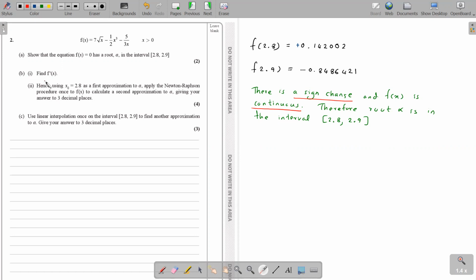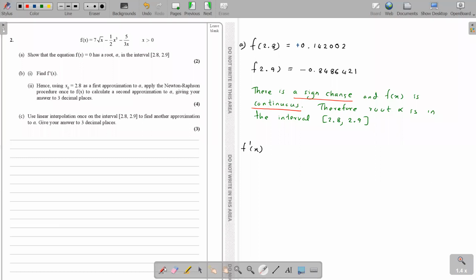Part B, Roman number 1, find f dash x. They want you to differentiate. So f dash x, how do we differentiate? Before I go for f dash x, I think I need to rearrange my f(x) equation, because to differentiate, we should not have any x term in the denominator. So I get here 7 root x, in other words, is 7 times x to the power half. Are you with me? Minus half x to the power 3 minus 5 over 3x.